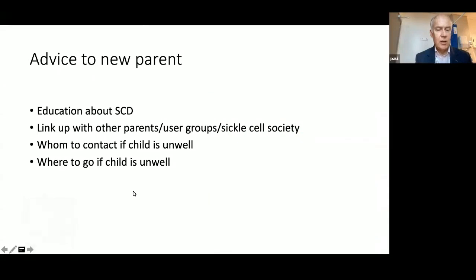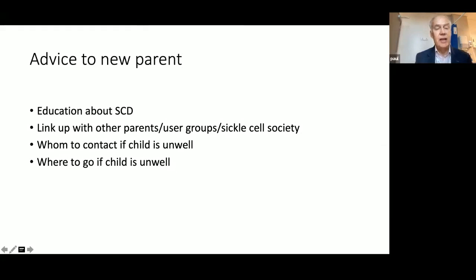So those are two common complications which I just wanted to highlight. The advice that we give to a new parent of a baby or a young child with sickle cell, particularly the children with the severe genotype, that's homozygous sickle cell or HbSS, is how to recognize these potentially important and dangerous signs that the child is unwell and needs to be seen rapidly in hospital.